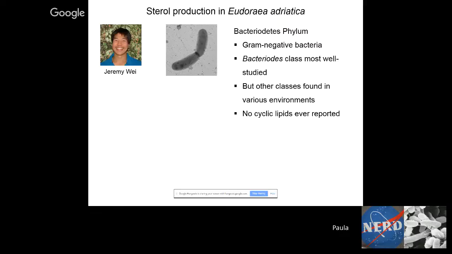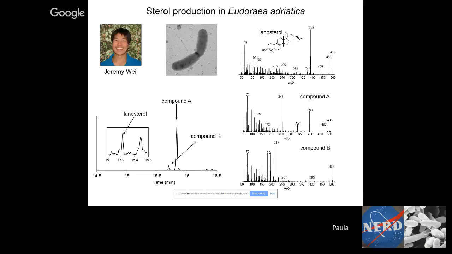What really intrigued us the most was that no Bacteroidetes has ever been shown or reported to produce these cyclic lipids. So Jeremy went ahead and tested this organism, and he came to me. It was really funny. He said, "Yeah, it's producing some lanosterol. I see sterols." This is the chromatogram. I had to blow it up 100 times so you can actually see the lanosterol that it's producing, and this is the spectra for it.